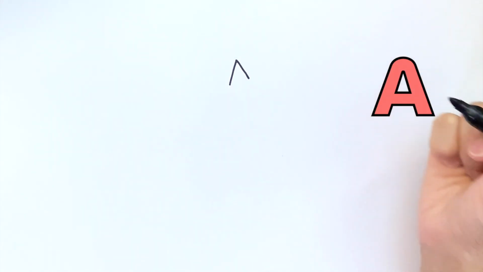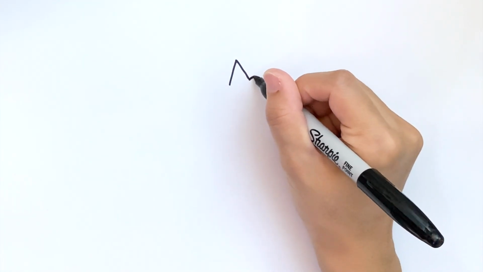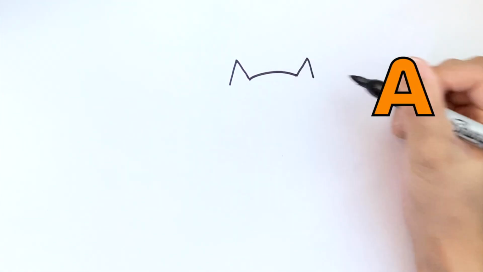Draw an A, a capital A or upside down B, an N, another A without the dash across.